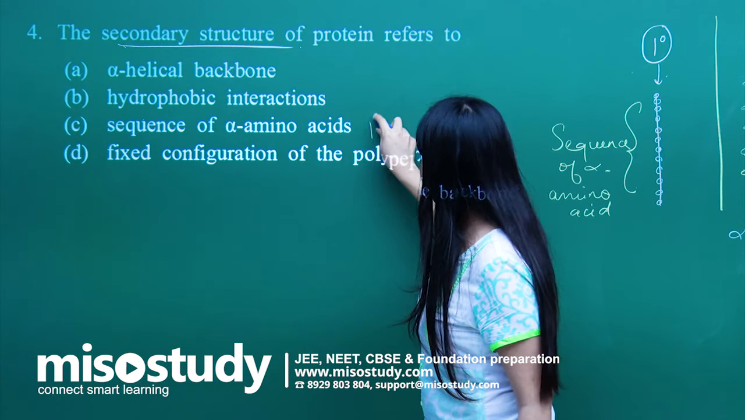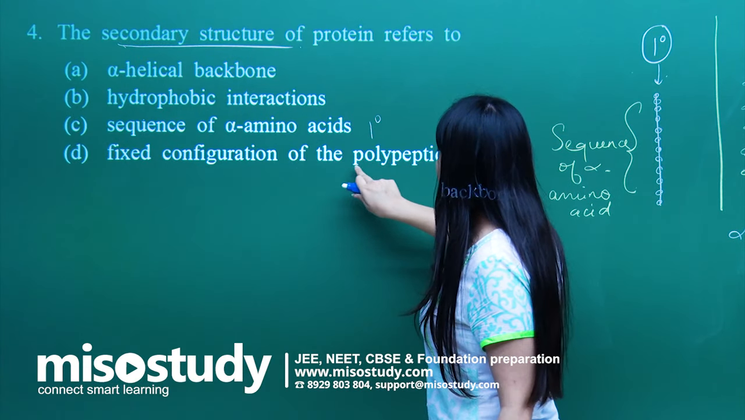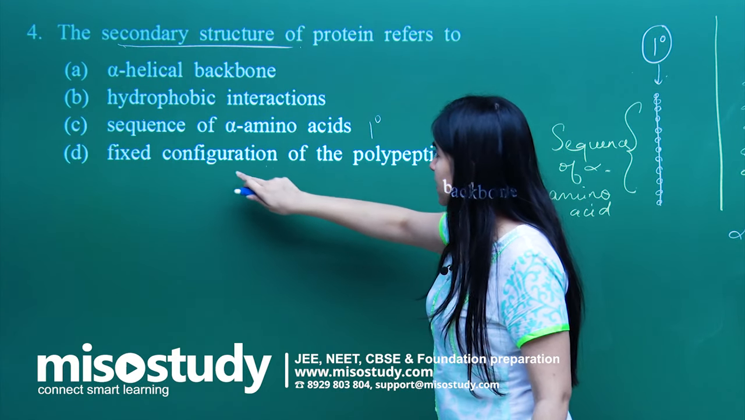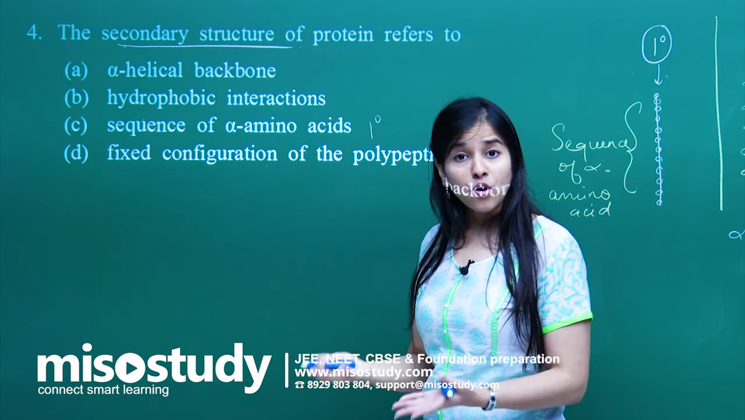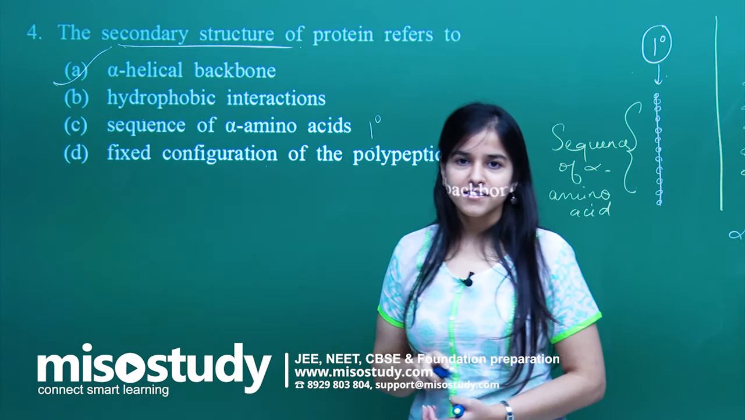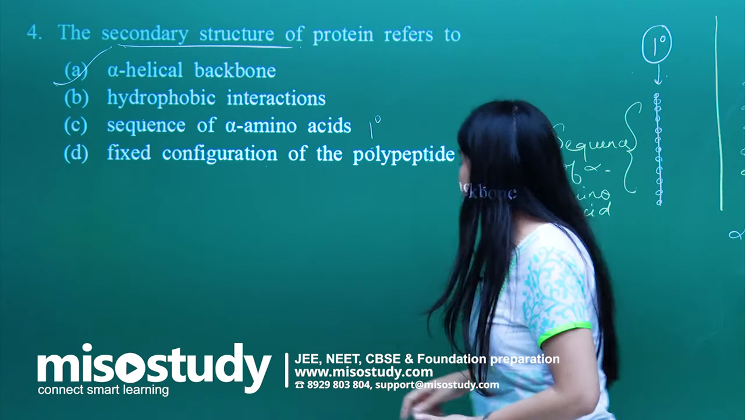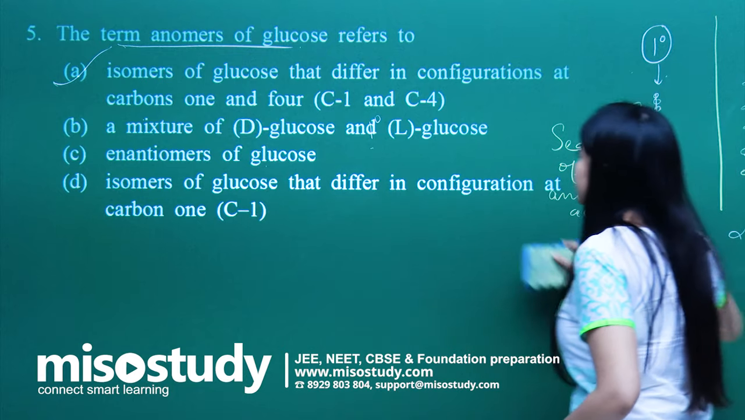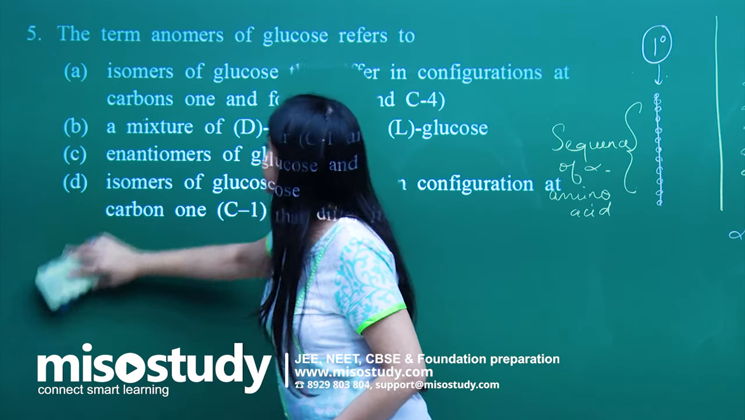It is represented by the primary. Fixed configuration of the polypeptide. So that is not also the case. Fixed configuration may or may not be there. So what do we have? A as the answer. I hope everybody has followed up. So let's just move on to the next question. What do I have? Now again a pretty simple question.